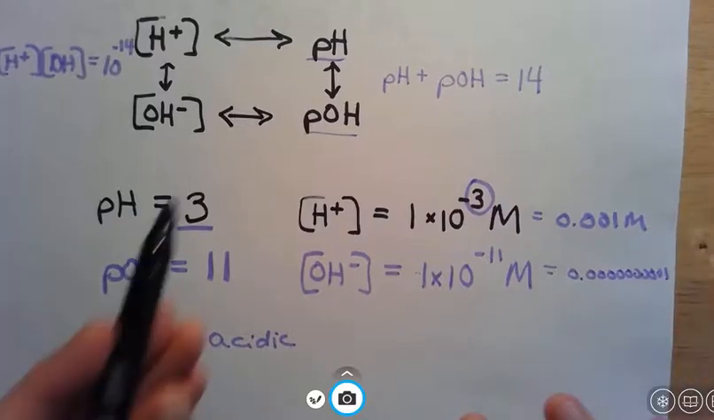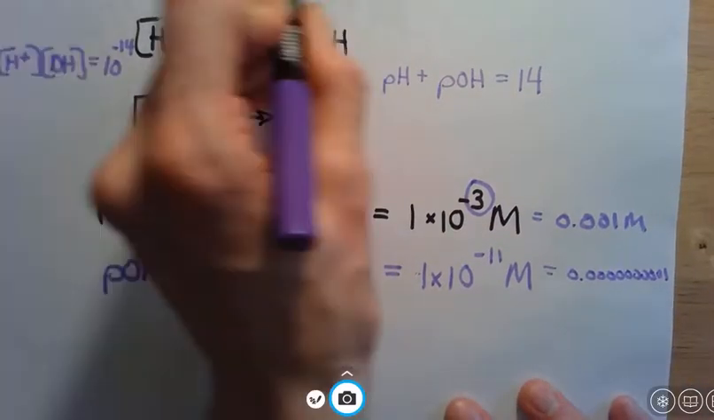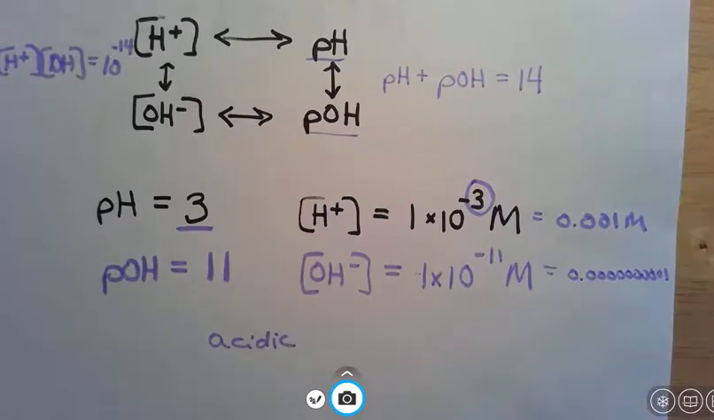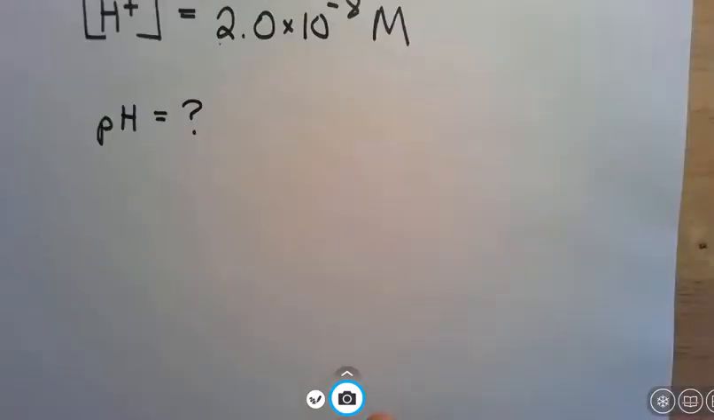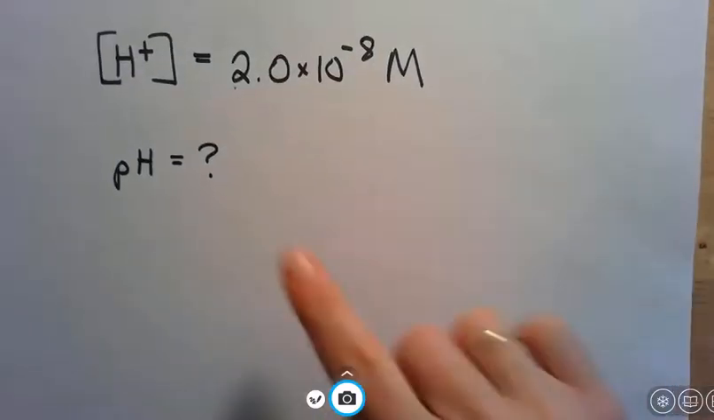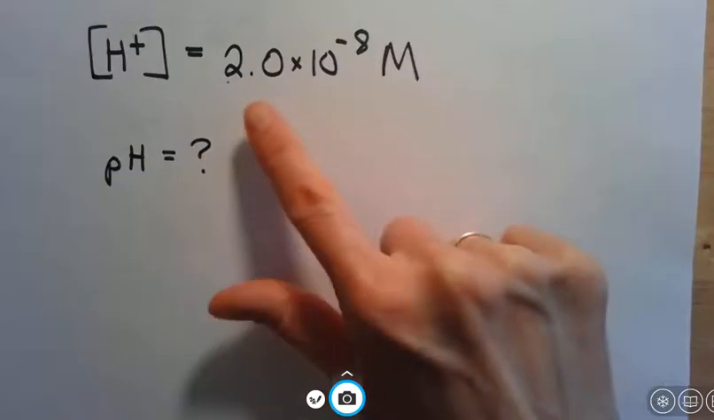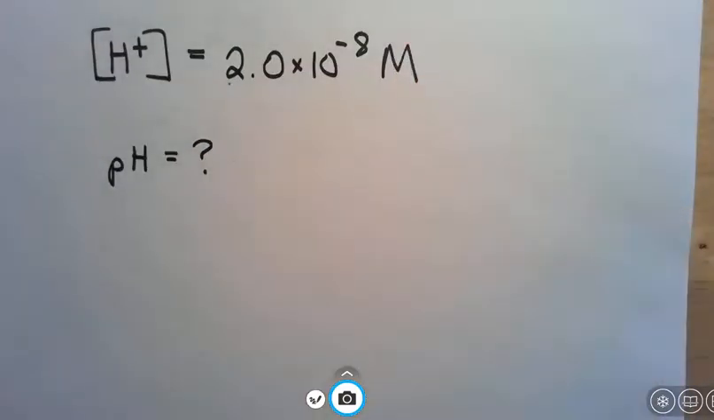So what I'd like to do with you today is just practice these calculations with you using your calculator for when you have values that are not whole numbers. So let's take a look at this one. If I have a hydrogen ion concentration of 2.0 times 10 to the negative 8th molar, I would like to determine its pH value.